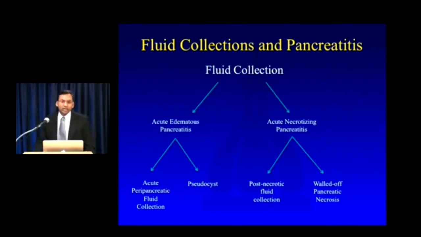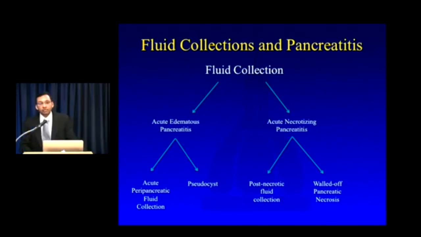Different types of fluid collections in acute pancreatitis have different nomenclature, and different types of collections carry very different implications in terms of how they're treated or intervened upon. Some collections can be followed conservatively, whereas others, you would argue, probably need to be drained. In general, the nomenclature that you're going to be using, based on the revised Atlanta classification, will depend on whether you're dealing with a patient who has edematous pancreatitis or necrotizing pancreatitis, and the time course in which that fluid collection developed.